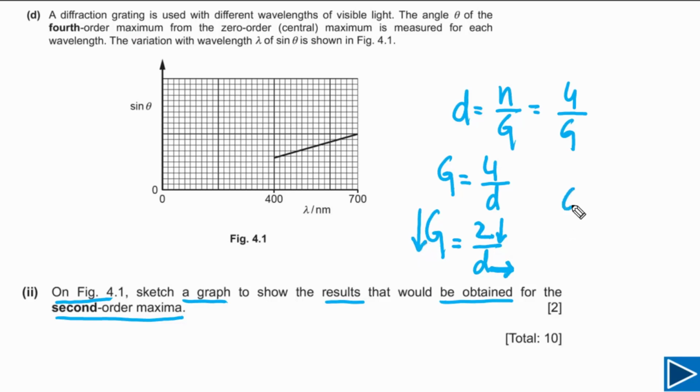Next thing we need to understand, g is equal to the change in y divided by the change in x. So if we draw the line from here to here, delta x is the same. Change in delta x is the same. So if g becomes half, it means delta y has to be half. So based on this, we can draw the line.